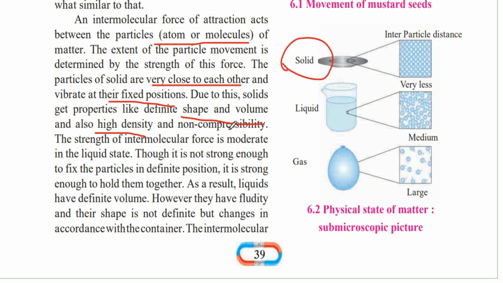And it is non-compressible. Now, when you press on a solid, it will not change its shape. Therefore, it tells us that it is non-compressible.